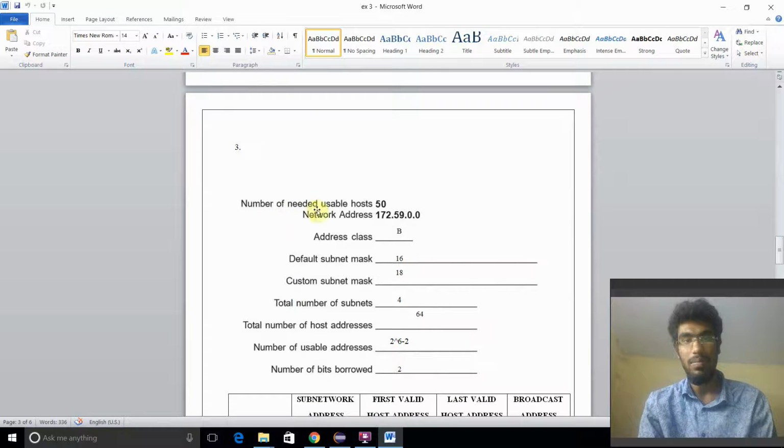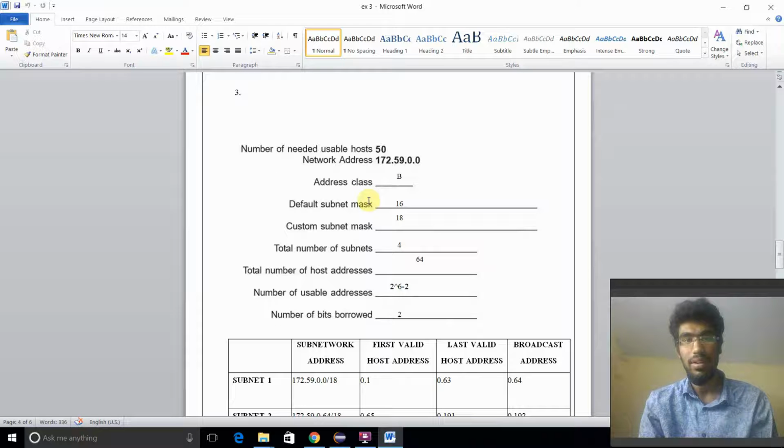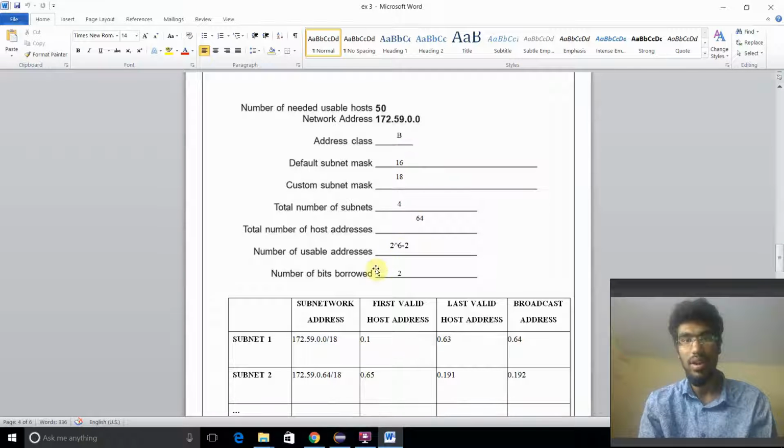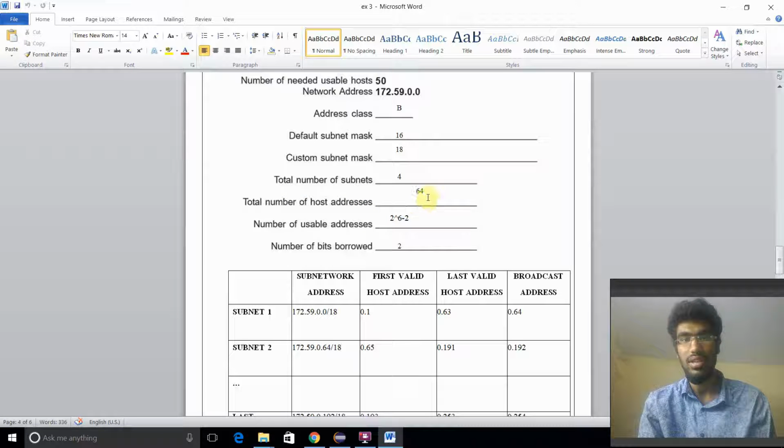And coming to problem 3, the number of needed usable hosts is given as 50, and the network address is given as 172.59.0.0. So it belongs to Class B, and the default subnet mask is 16, and the custom subnet mask is 18. Since we borrowed 2 bits, the custom subnet mask is 18, and the number of subnets is 2 squared, that is 4, and the number of host addresses is 64 and the usable host addresses are 2 power 6 minus 2.